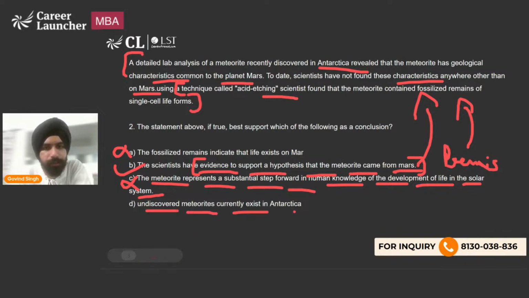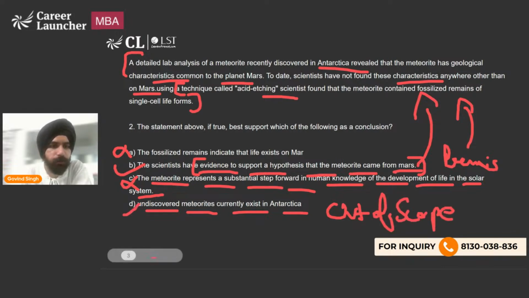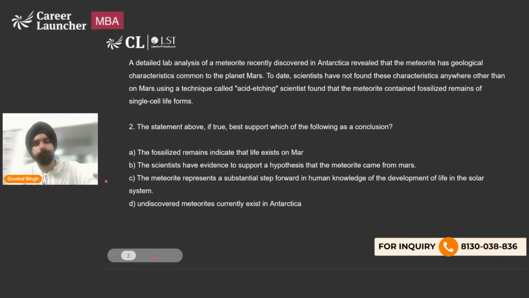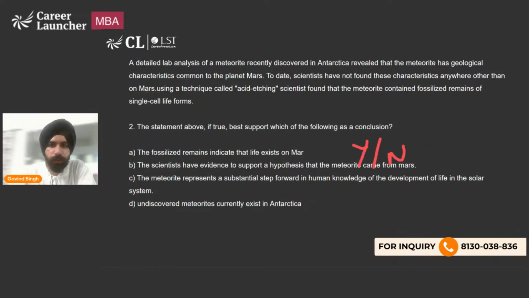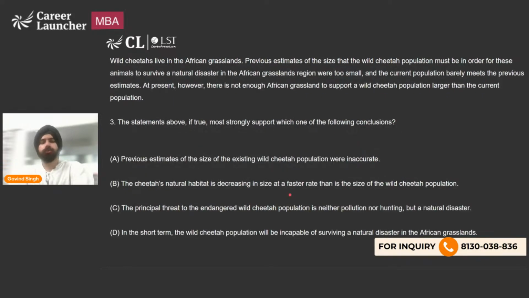Undiscovered meteorites currently exist in Antarctica. This is out of scope and vague option. So incorrect. Option B becomes the correct answer. Okay? Chalo. I hope this question is clear. Can I get a yes or no if this question is clear in the chat box? Very quickly. Let's move on to the third question.